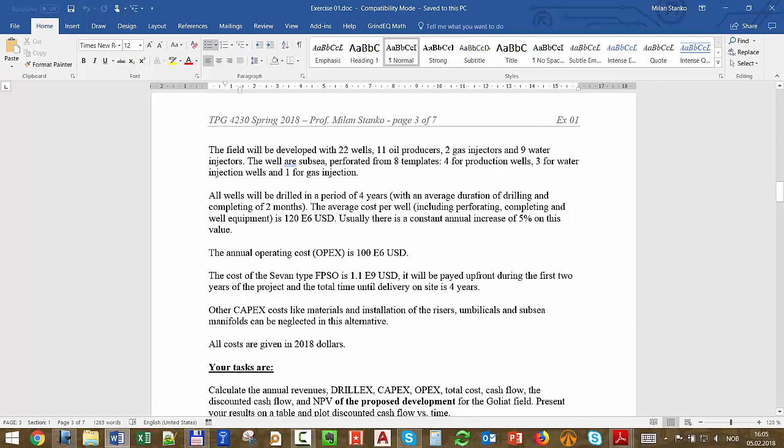Yeah, that's the capex. OPEX is 100 million per year. And you have to decide, usually that number should increase also with inflation, should increase also with time. But I leave it to you how to take that number into account. So you decide what to do with it.